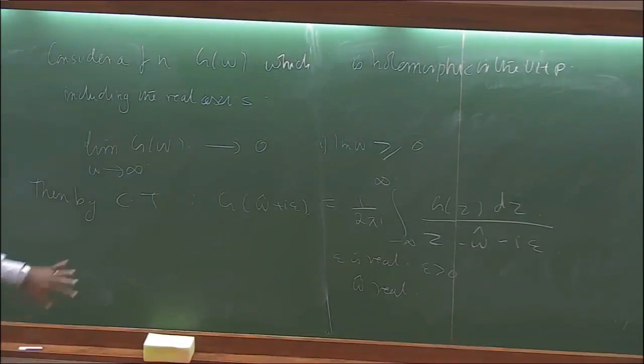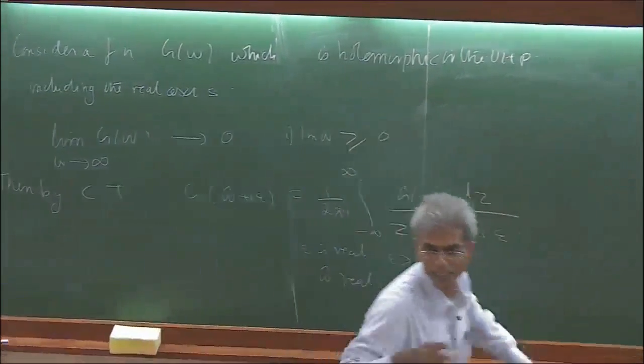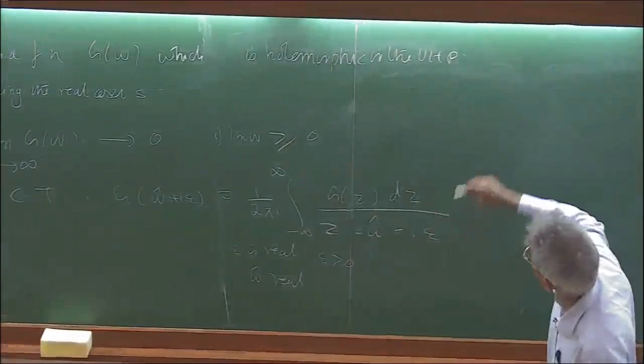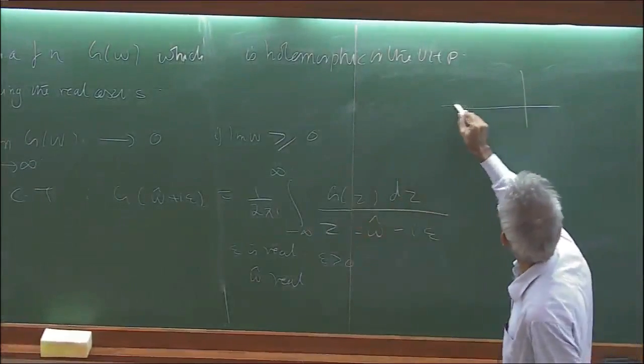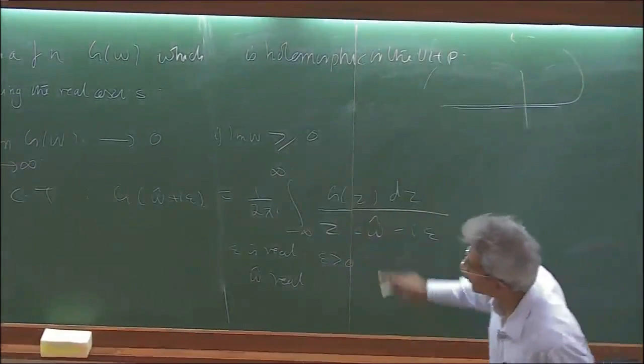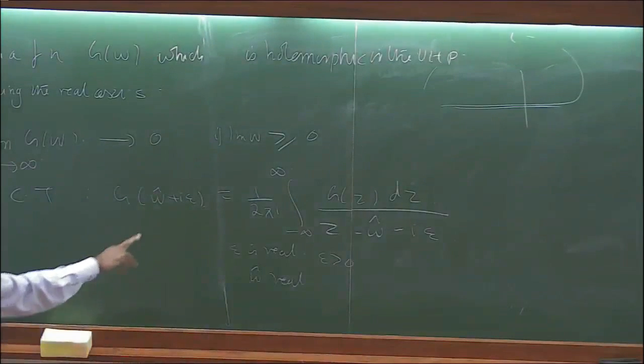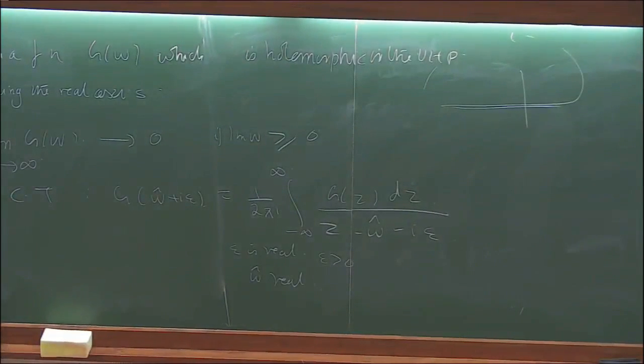So this is Cauchy's theorem. Basically, you're completing this. This is holomorphic in the upper half plane. You're doing a real integral, but you're completing it in the upper half plane using the convergence property and picking up the pole here. That is this.